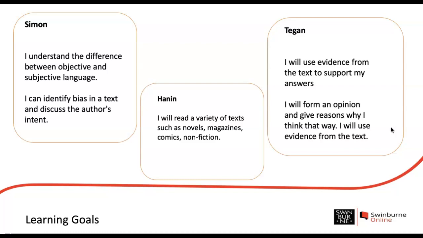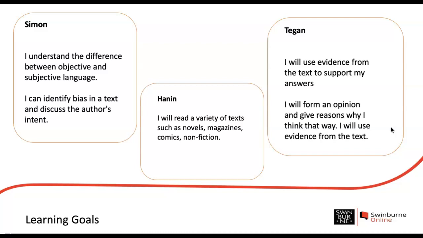Learning goals is the last one. Learning goals can be written from the student's point of view, so you can see it says 'I will' in my examples here, or they can just be written in terms of what a teacher would set for them. Now, I like my kids to know what their learning goals are, so I have written them in a first person perspective from the student's point of view, but teacher learning goals are fine as well.